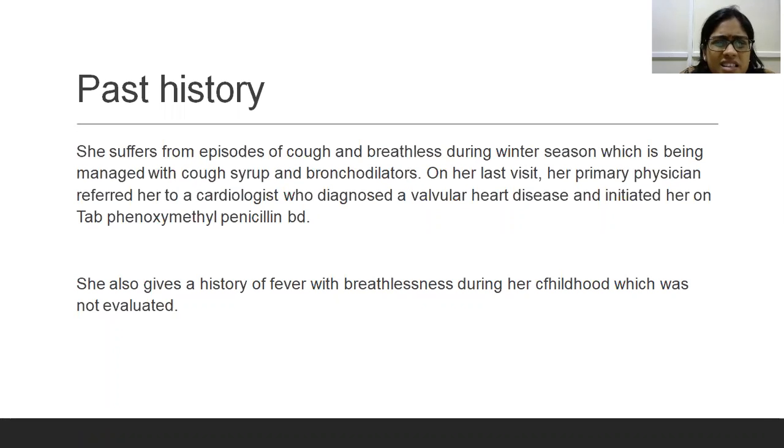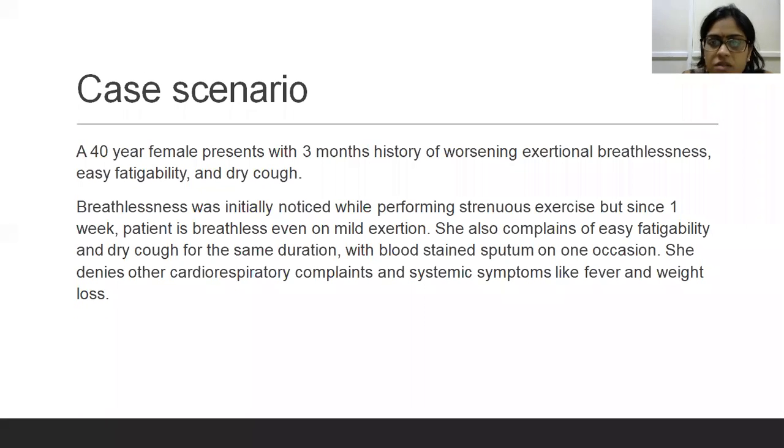There's nothing significant in her personal history or family history, but based on this chief complaint of exertional breathlessness, easy fatigability, and dry cough along with hemoptysis, you have to take a detailed history of presenting illness.